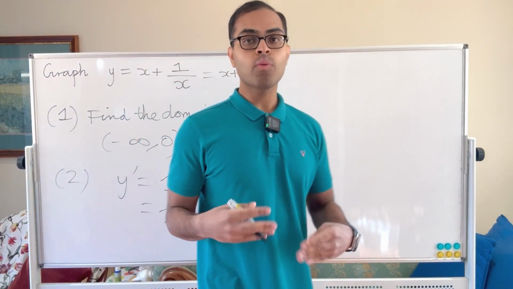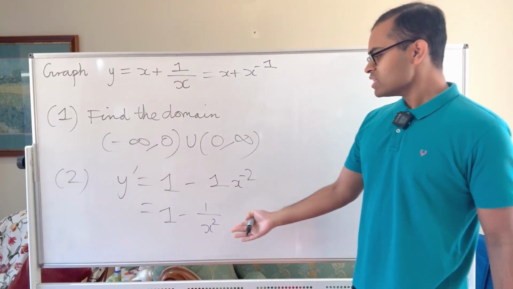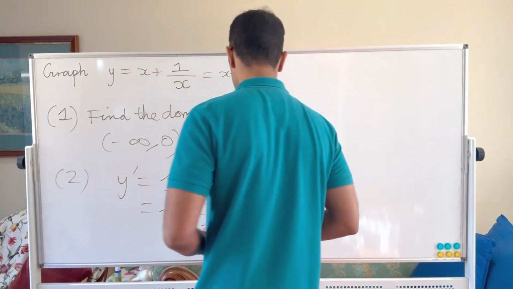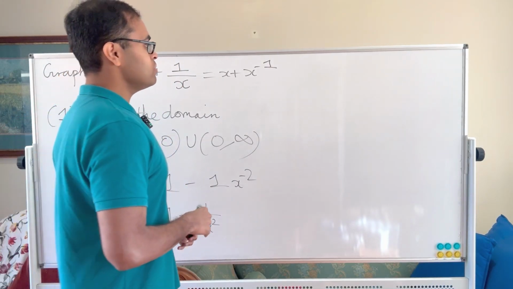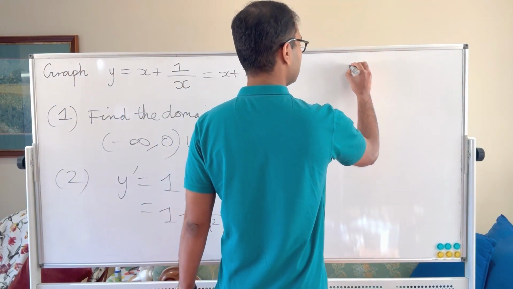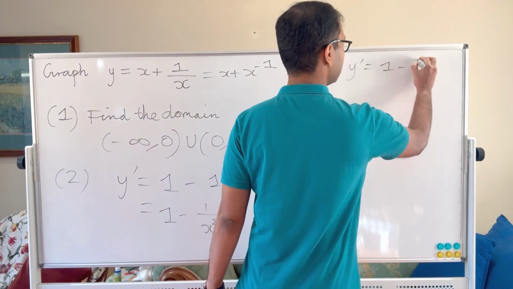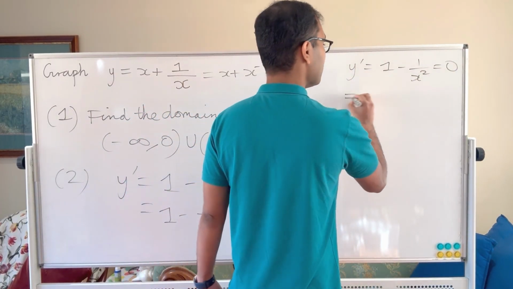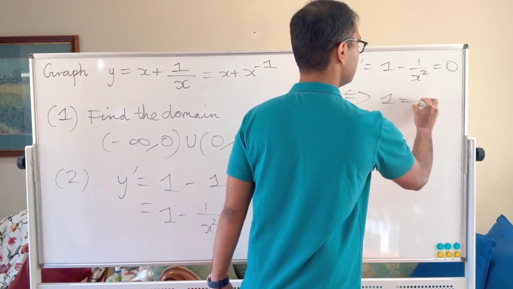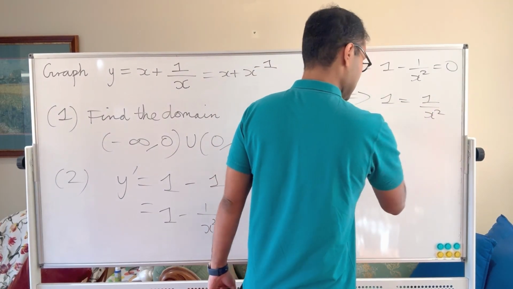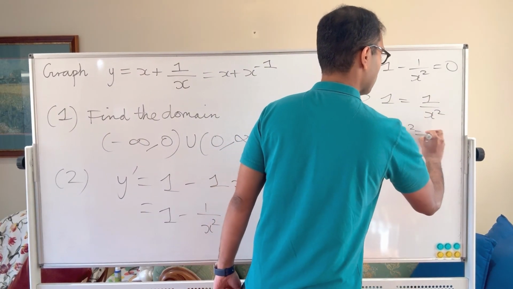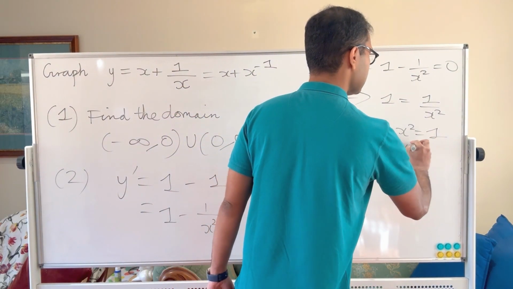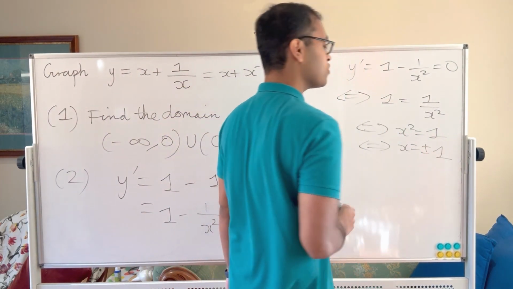Now we need to figure out when this is positive or negative, and one step is to first figure out when this is 0. Okay, so that's where the function has critical points. So when's the derivative going to be 0? We've seen y prime is equal to 1 minus 1 over x squared. Set that equal to 0. That's going to equal 0 if and only if 1 is equal to 1 over x squared, which is the same as saying that x squared is equal to 1 if we multiply both sides by x squared, and that's the same as saying x is equal to plus or minus 1. So those are the critical points.